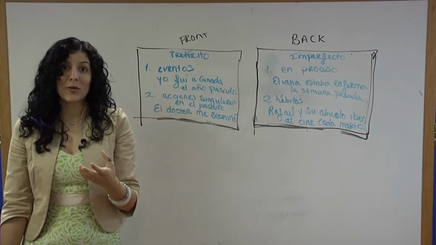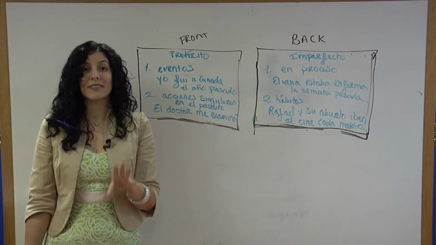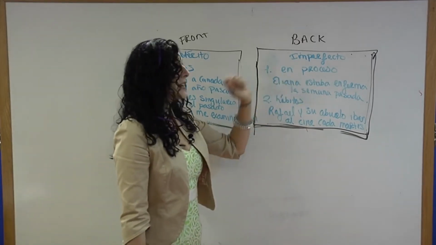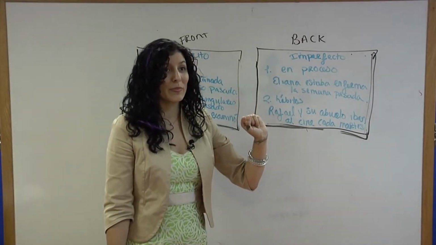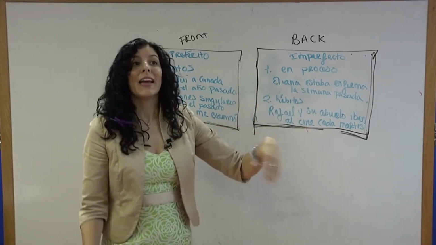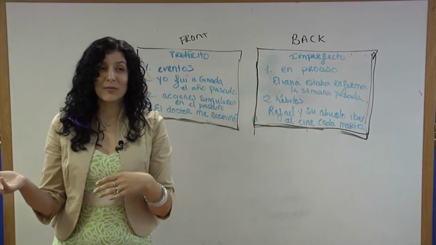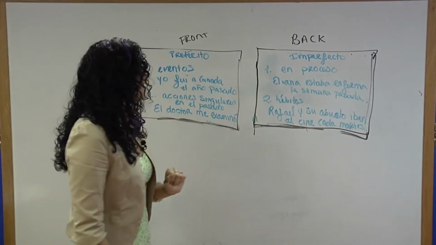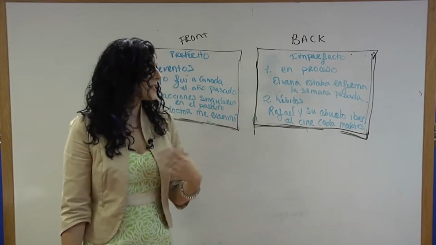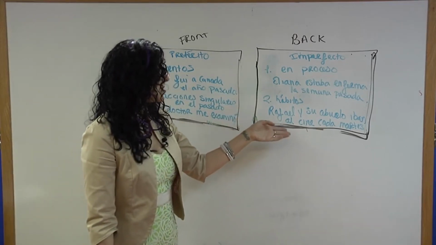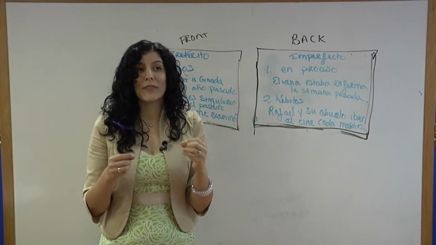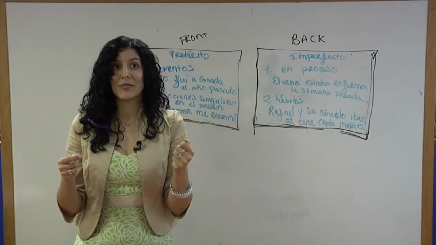On the back of that same note card, I would like you to write two situations in which you would use the imperfect. So for example, things that are in process, still in the present, but began in the past. Eliana estaba enferma la semana pasada. Eliana was sick last week, but we don't know if she's still maybe sick. Also for habits or repeated actions in the past. For example, Rafael y su abuelo iban al cine cada martes. Rafael and his grandfather would go to the movies every Tuesday, right?